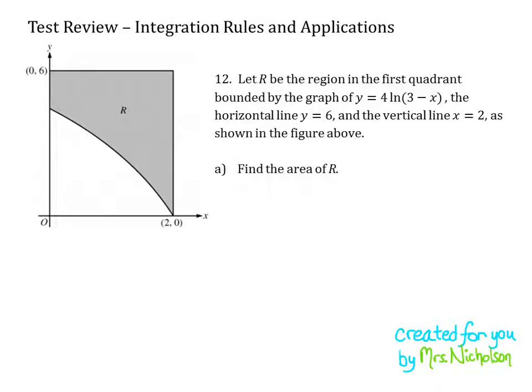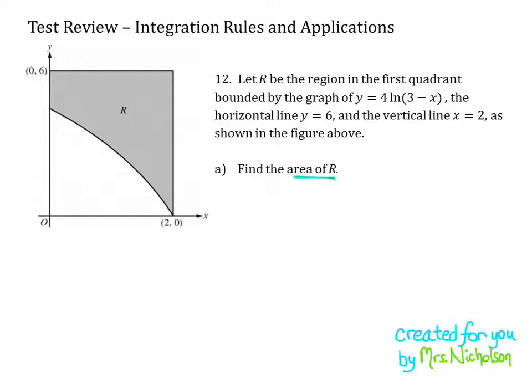We have this region R in the first quadrant bounded by the graph y equals 4 natural log of 3 minus x, the horizontal line y equals 6, and the vertical line x equals 2, as shown in the figure above, or to the left here on my screen. Find the area of R.